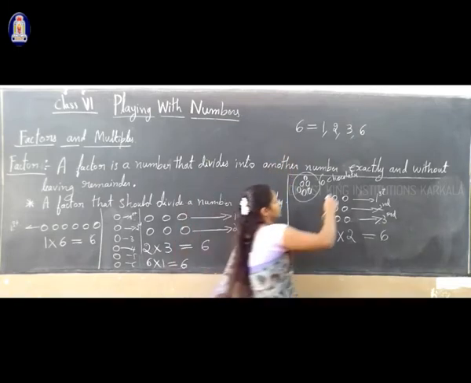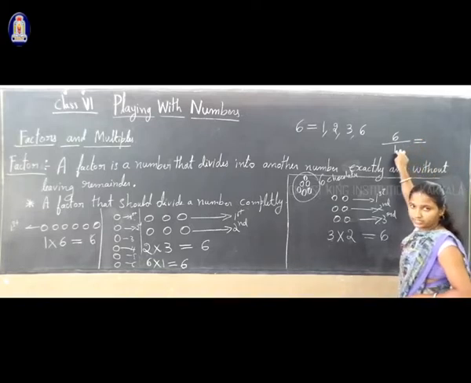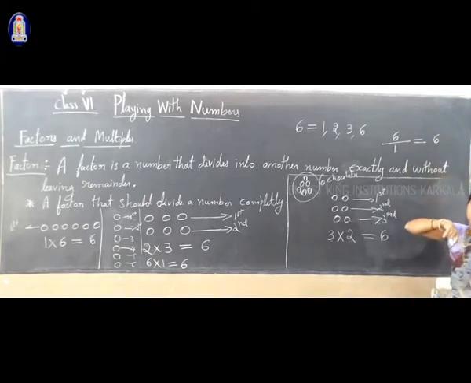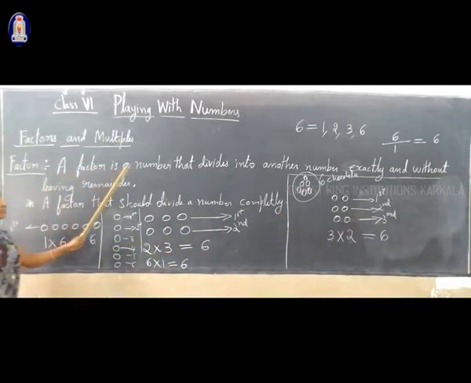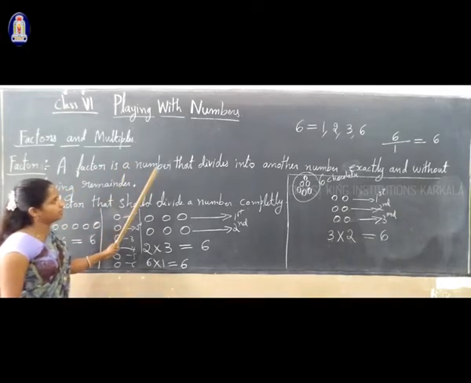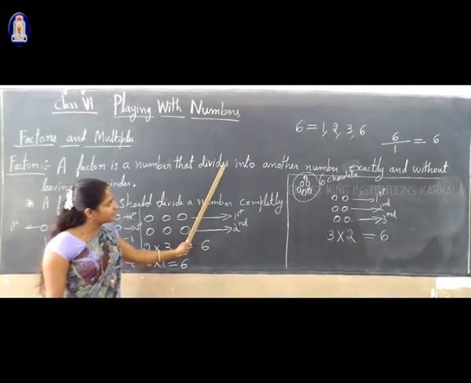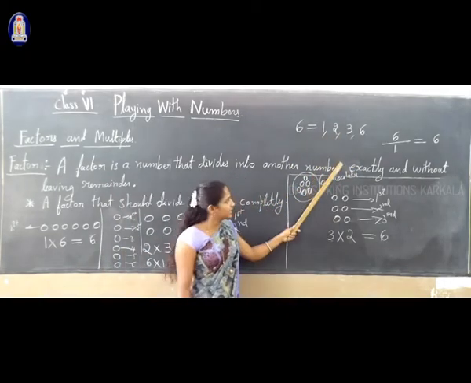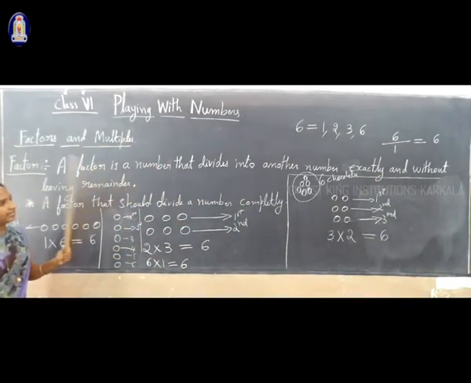Let's see, 6 divided by 1. So this 1 divides 6. 1 how much is 6? 1 six is 6. So it divides completely. So the definition says a factor is a number that divides another number exactly and without leaving a remainder. So after dividing, you will not get any remainder.